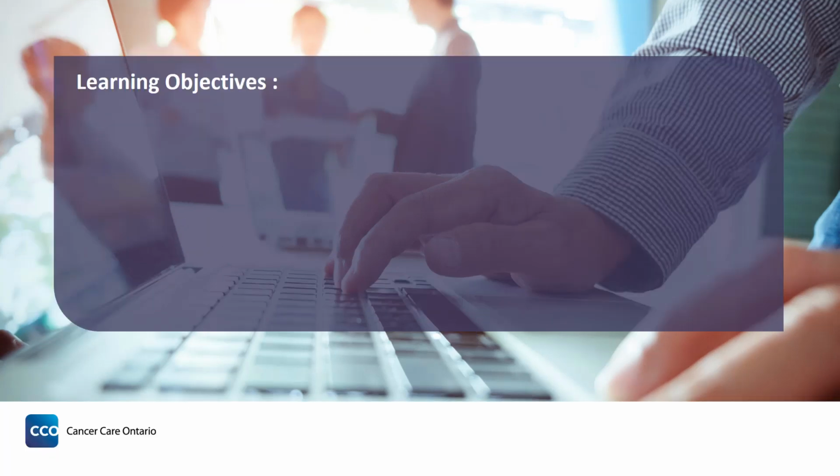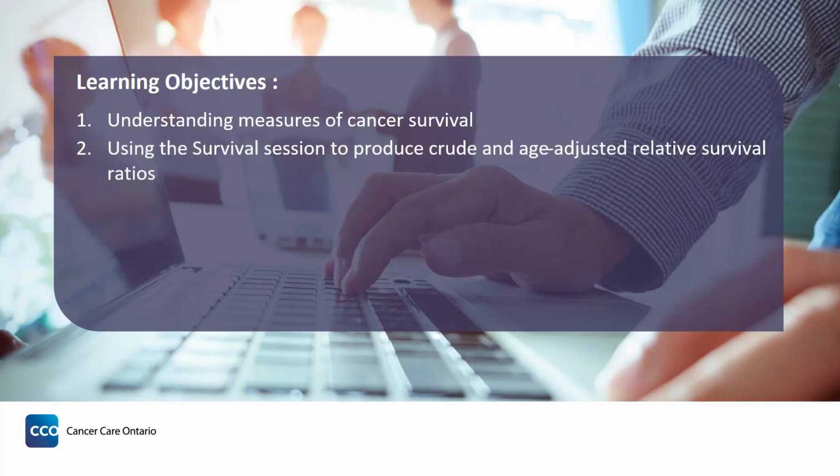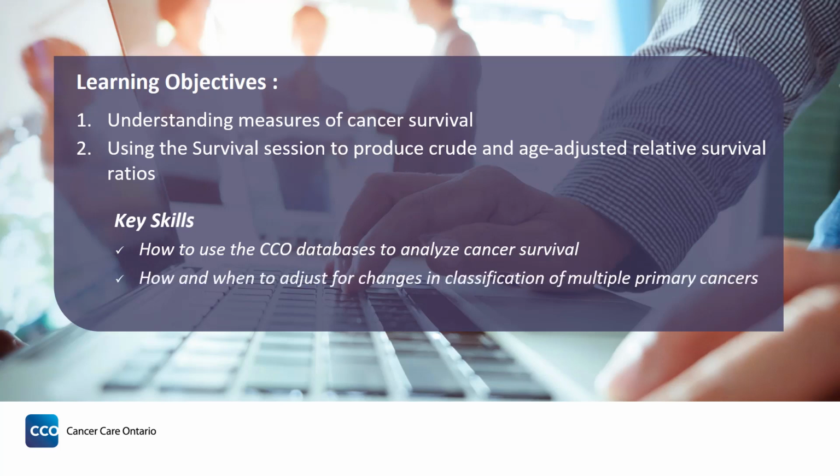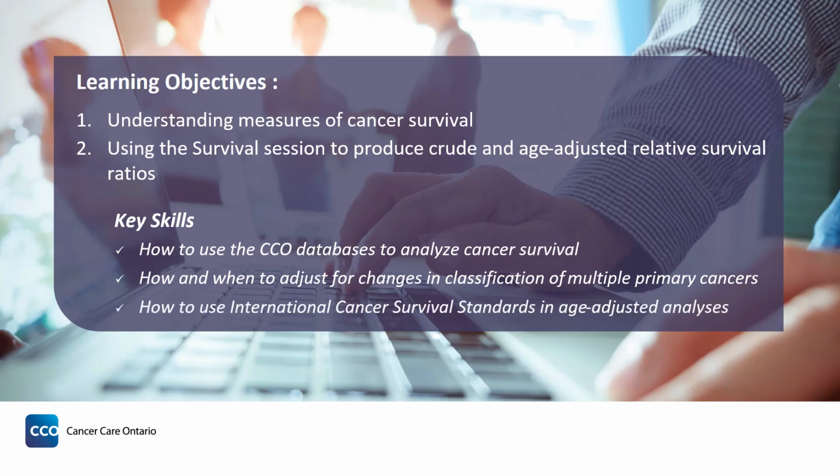In this module, you will gain an understanding of some of the different measures of cancer survival and learn through guided examples how to use the survival session to produce crude and age-standardized relative survival ratios. Some key skills covered through this module are how to use the CCO databases to analyze cancer survival, how and when to adjust for changes in classification of multiple primary cancers, and how to use the International Cancer Survival Standards in age-adjusted analyses.